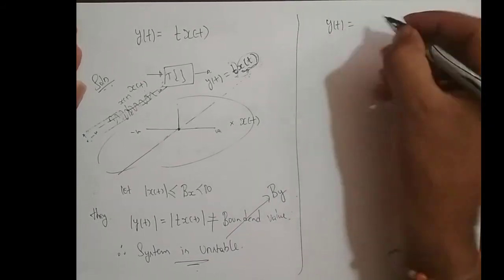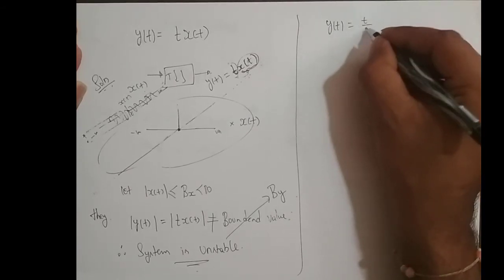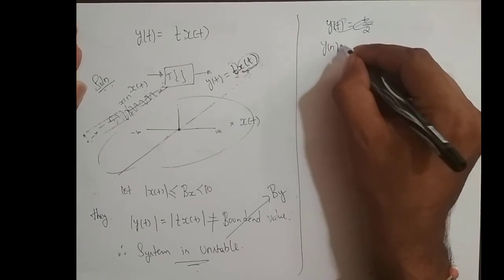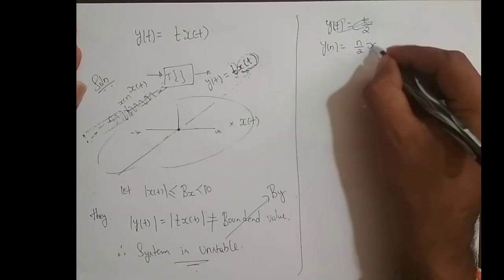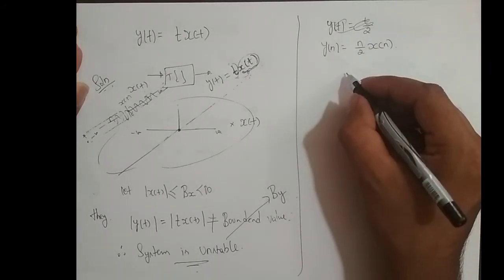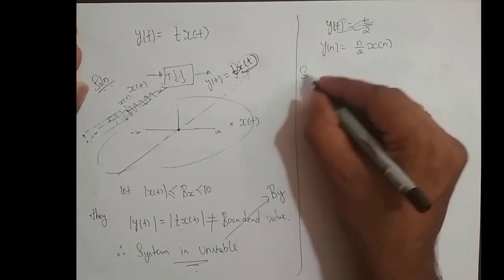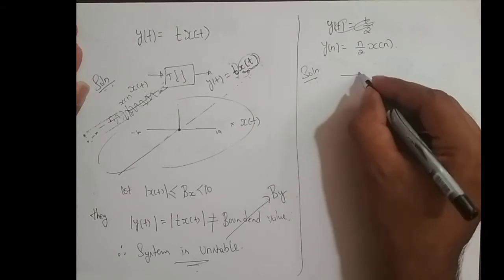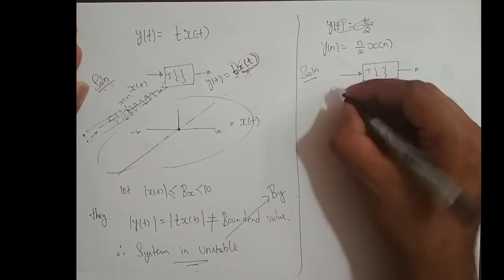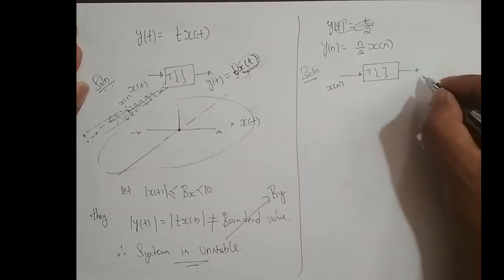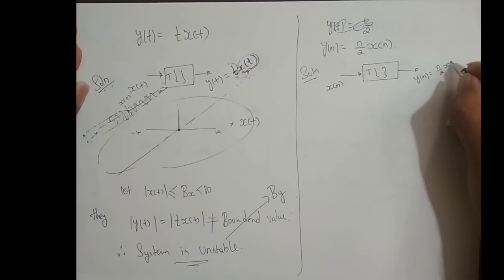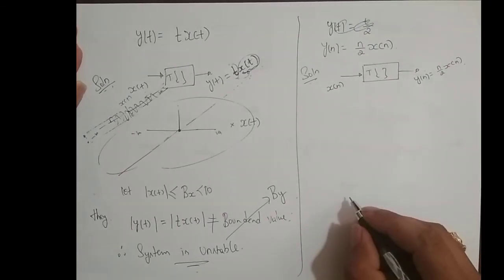So y of t is equal to t by 2. I'll just change it to a discrete-time form. Y of n is equal to n by 2 times x of n. Fine. Okay. So solution. We have a system which does some transformation. Input to that system is x of n, and output y of n is equal to n by 2 times x of n.